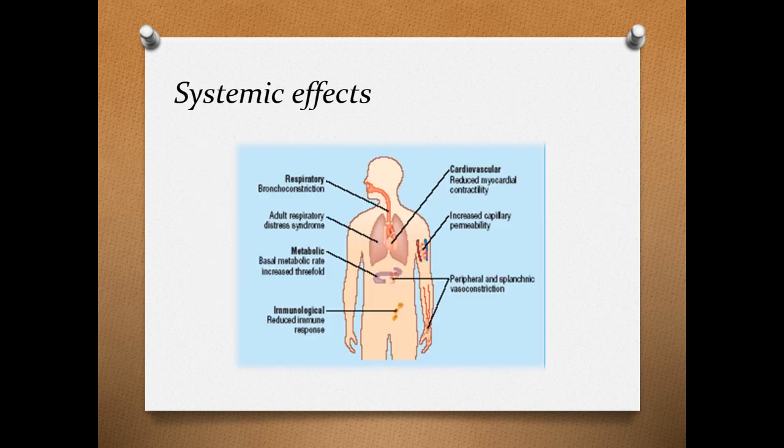And here this diagram shows how the burn affects our body. Different systems like the cardiovascular system can be affected, with increased capillary permeability, and in the peripheral and splanchnic circulation there is vasoconstriction. And then there is a metabolic effect, because this is a hypercatabolic state when the patient develops a burn. The respiratory system can be affected, the intestine, most of the organs are affected by burns.